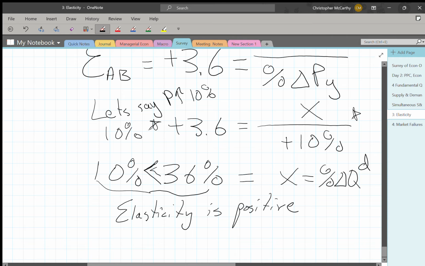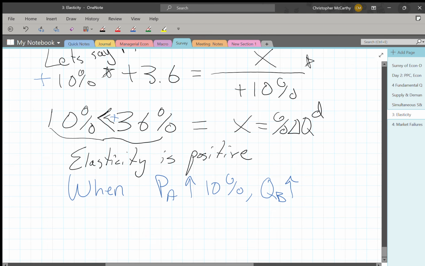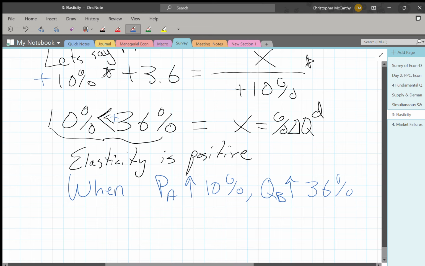So what is this telling me? This is telling me that when the price of A increases by 10%, the quantity of B also increases, right? Because positive 3.6 times positive 10% is positive 36%, right? So the quantity also increases by 36%. So what do we call this? If the price of something else increases and that impacts the quantity of the stuff that you're selling.